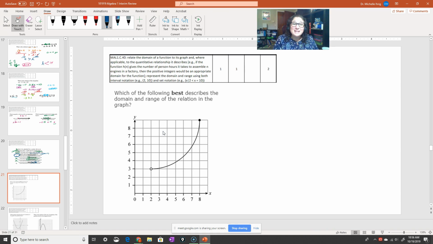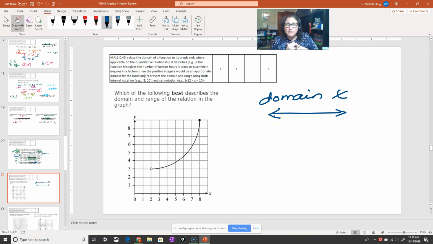Which of the following best describes the domain and range? Let's review a couple things real quick. Domain stands for X. Domain goes left or right. So if you are a Fortnite player or any other gamer, domain is how you move on the ground, left and right. Range is up and down. Range stands for the Y.